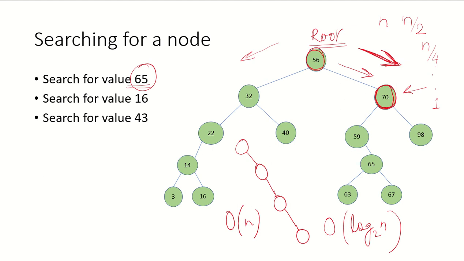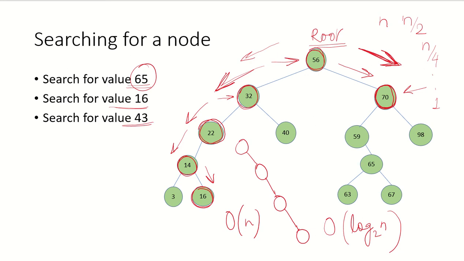Let's take another example. We are looking for a value 16. Compare it with the root node. Since it is less, we know we have to traverse the left subtree. So we check again with the root node 32. It is less than 32. Again we traverse the left subtree. We compare with root node 22. It is less than 22. Traverse the left subtree. Check with root node 14. It is larger than 14, so now we traverse the right subtree till the time we reach the node with value 16.